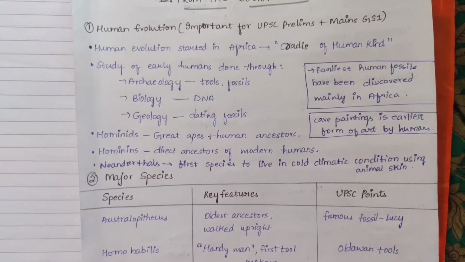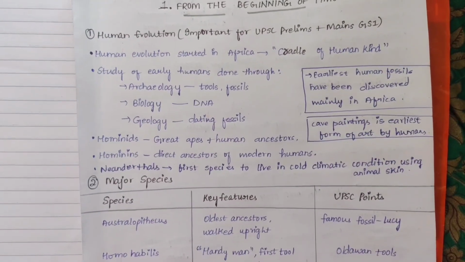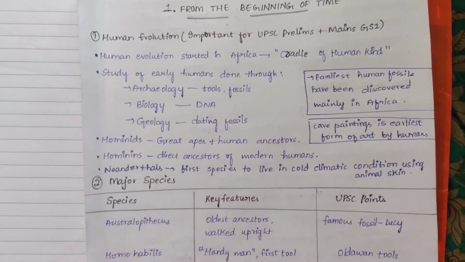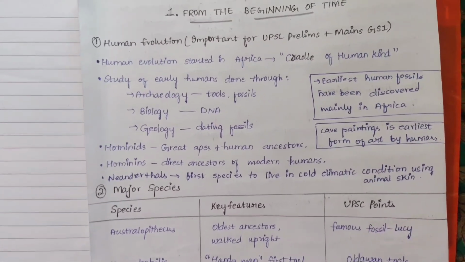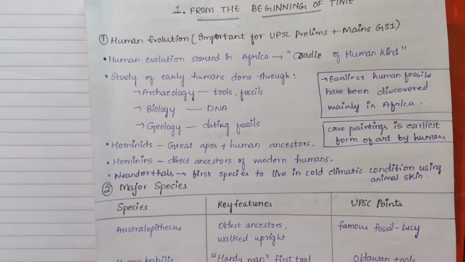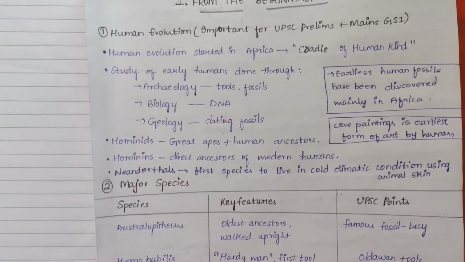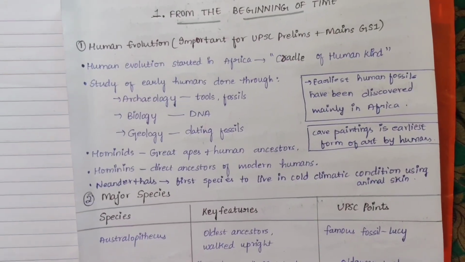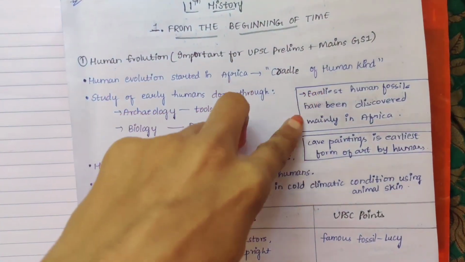Hominids and Neanderthals, they are the species, and hominids are great apes plus human ancestors. Apes are nothing but chimpanzees, monkeys, etc. Hominids are the direct ancestors of modern humans, and Neanderthals are the first species to live in cold climatic conditions using animal skin.